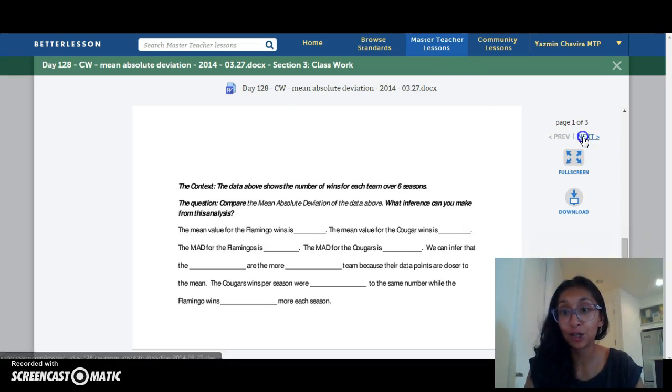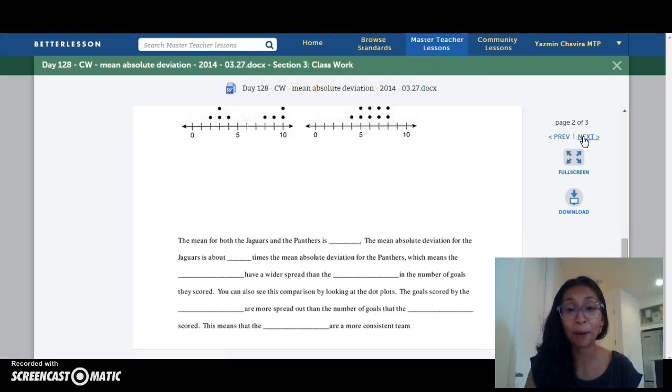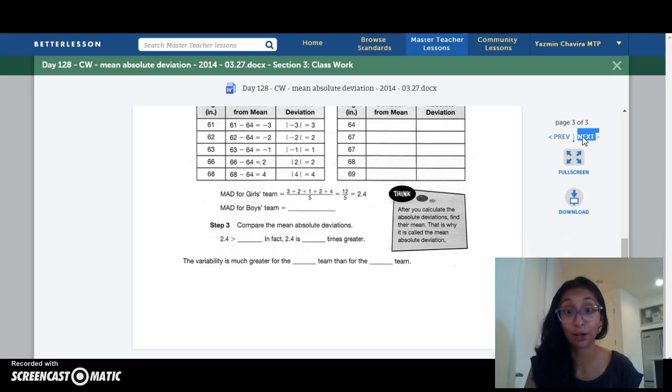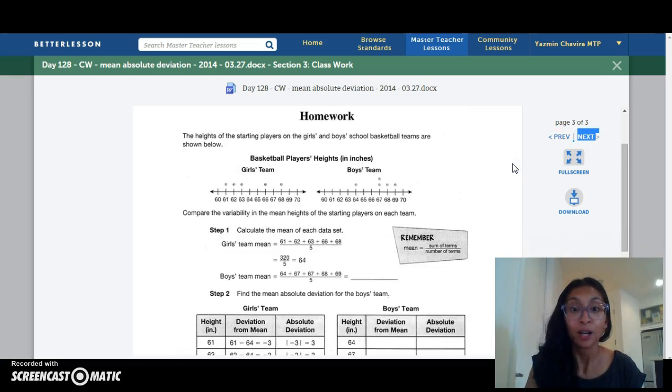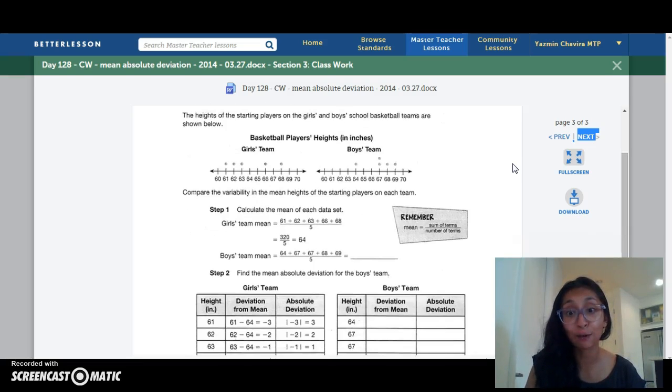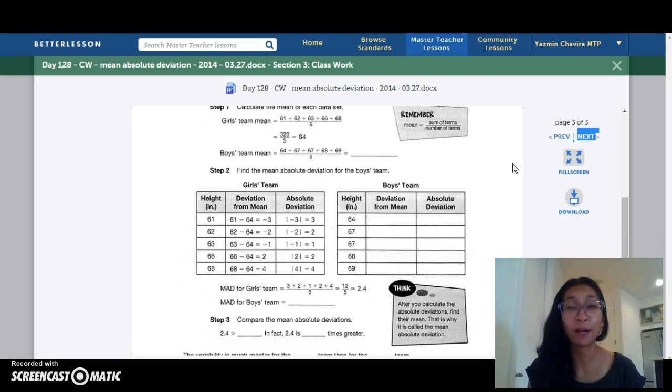On the next page, the same thing happened. We had the paragraph with the blanks. Now for the visual strategy I mentioned earlier. In this problem, girls' and boys' heights are compared in two basketball teams. So first of all, the graphic organizer for this worksheet was very useful for a lot of students. It was useful for them to see how the deviations were calculated and why it's called absolute deviation.